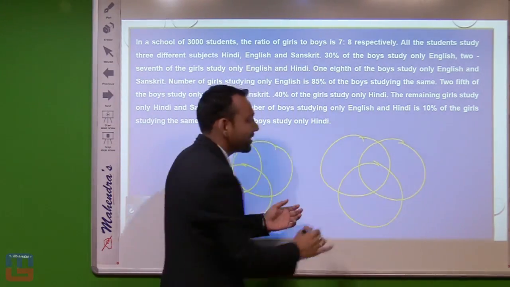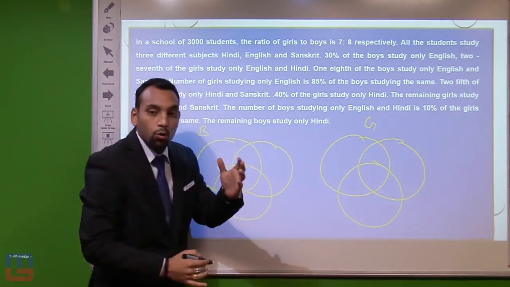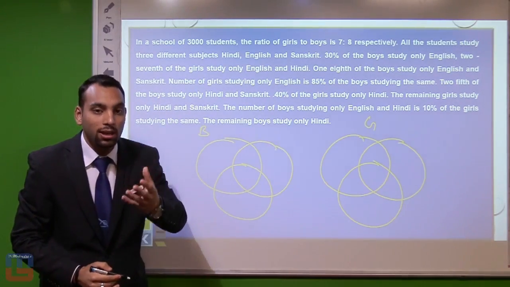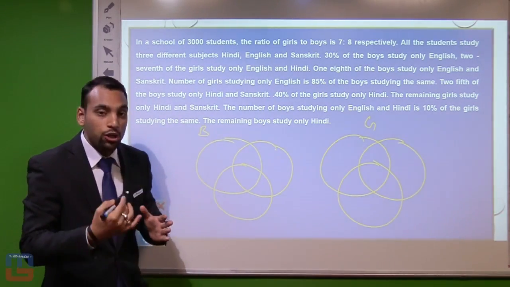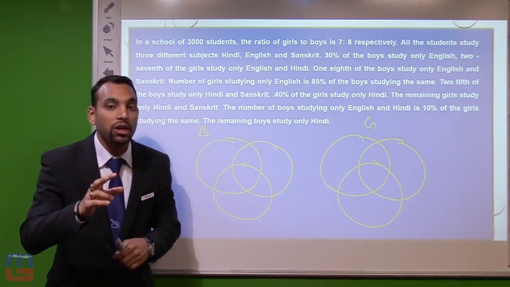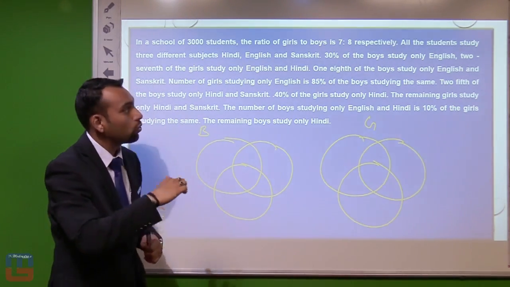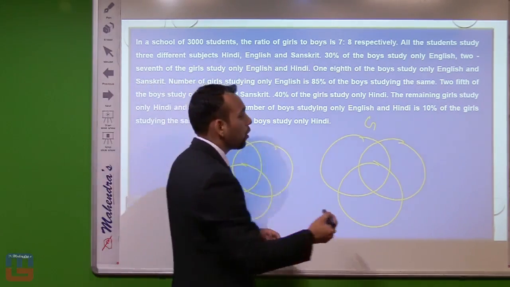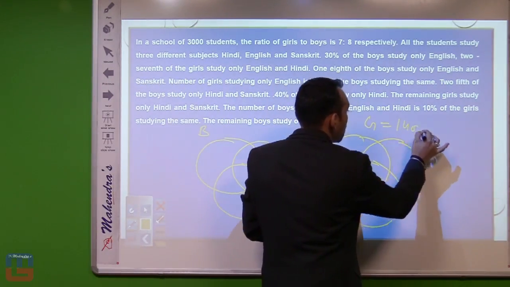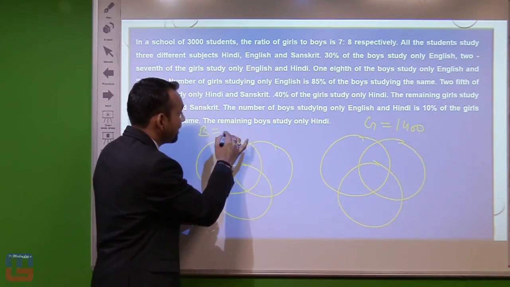Now this is boys and this is girls. What the question is saying, the ratio of the girls to the boys is 7:8, which means 15 ratio must be equal to 3000. So 1 ratio will be equal to 200, so 7 ratio will be equal to 1400. So girls we have total 1400 and boys we have total 1600.